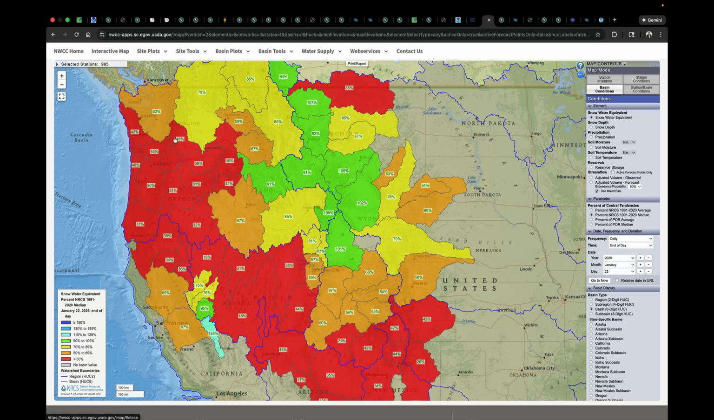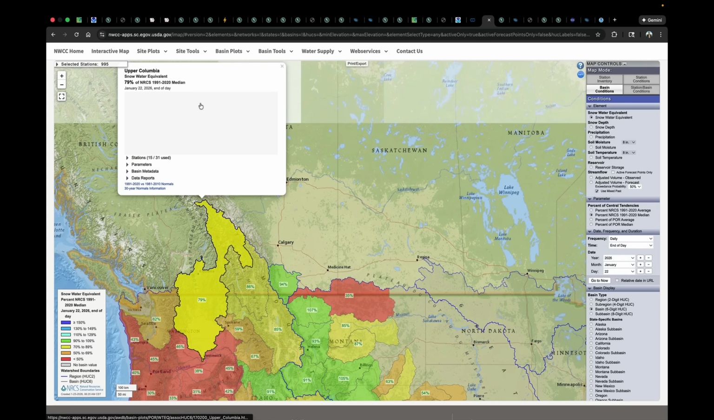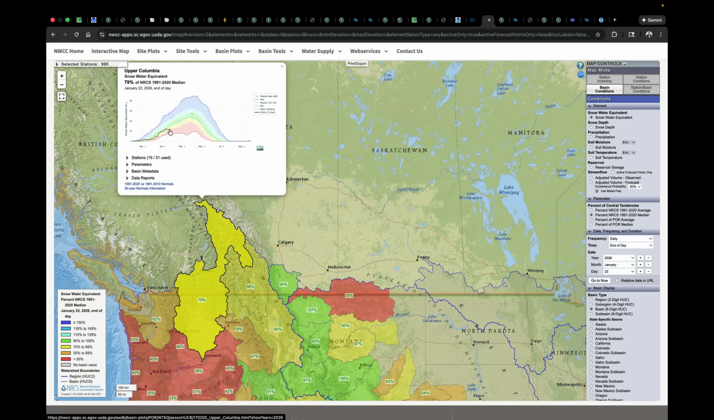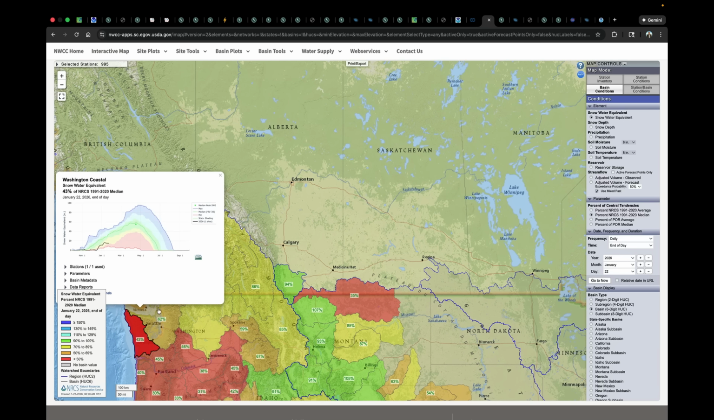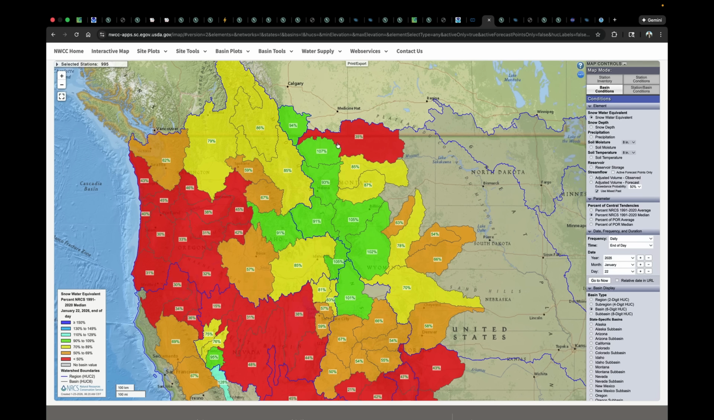And since we were talking about it, I just want to show you, if you go up here to the Upper Columbia, we're closer to average here at 79%. But if you come over to the Olympic, the Washington coastal ranges, boy, we've got a lot of room to make up in these areas. So just a great resource. Please take advantage of it.